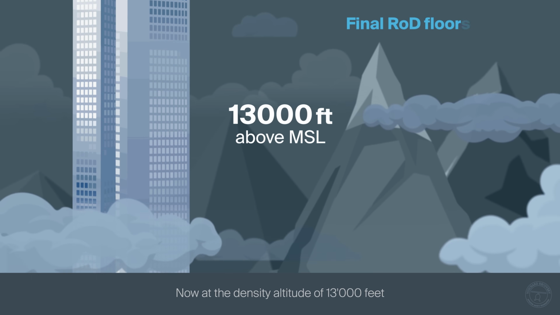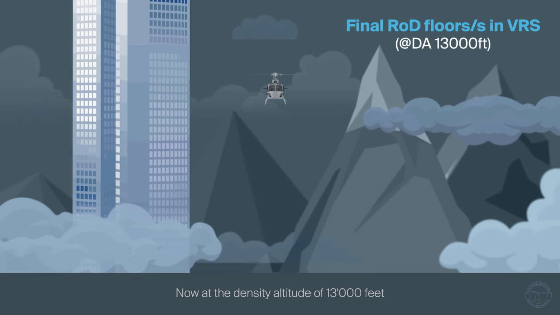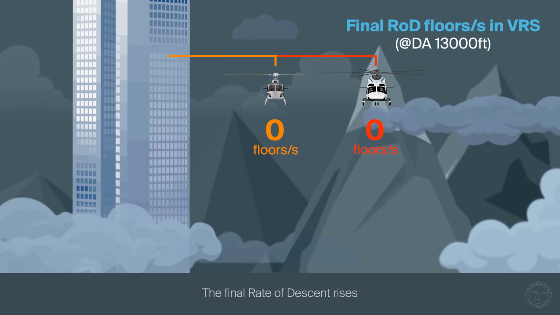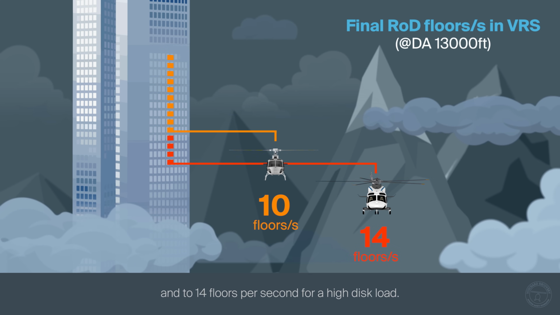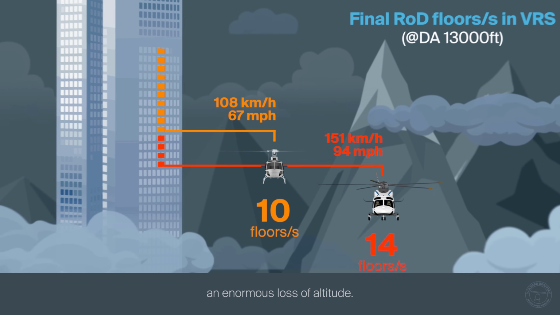Now at the density altitude of 13,000 feet, the final rate of descent rises to 10 floors for a medium and to 14 floors per second for a high disk load. This corresponds to 108 kilometers and to 151 kilometers per hour. Due to the tremendous sink rates in the vortex ring state, it is essential to reflexively apply a recovery technique because every second lost results in an enormous loss of altitude.